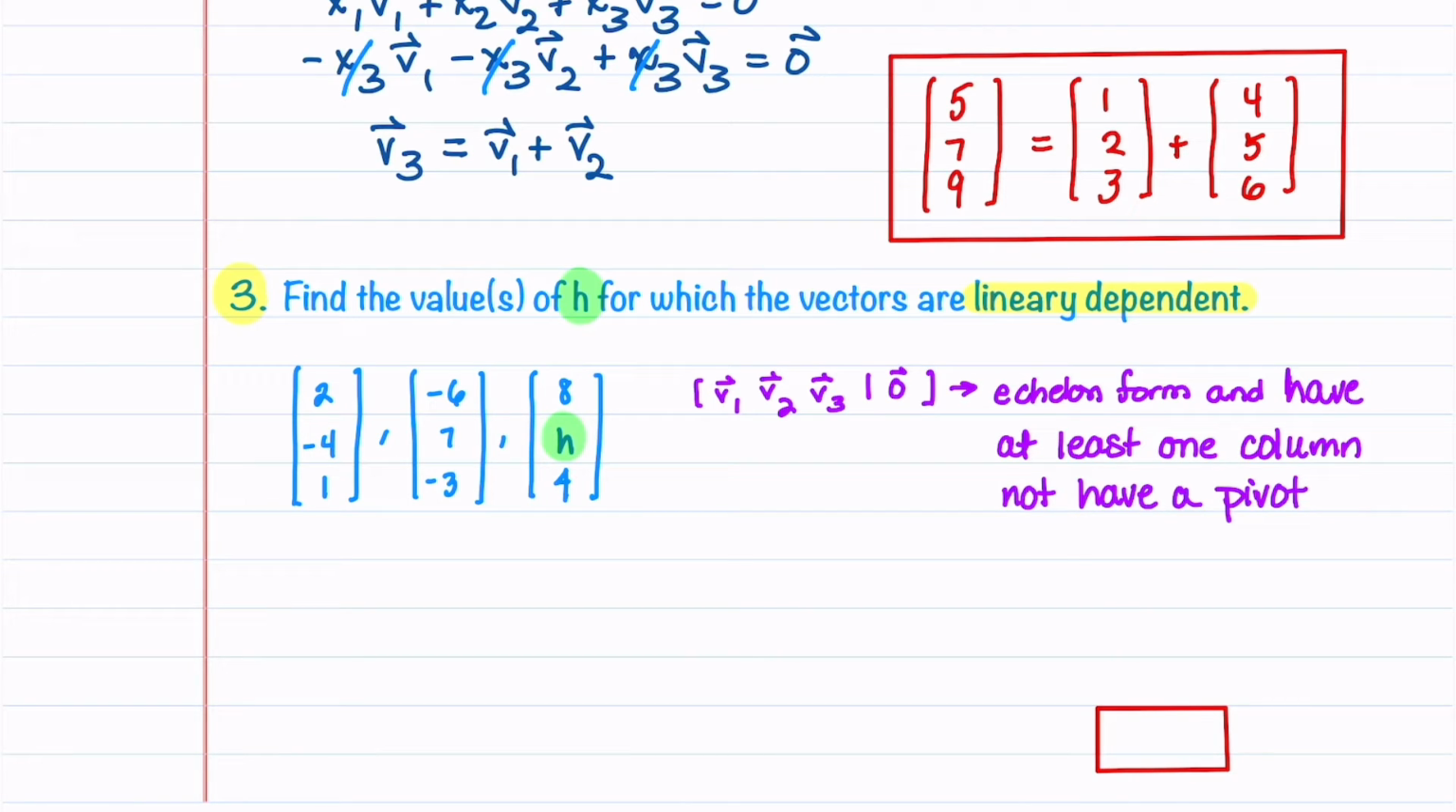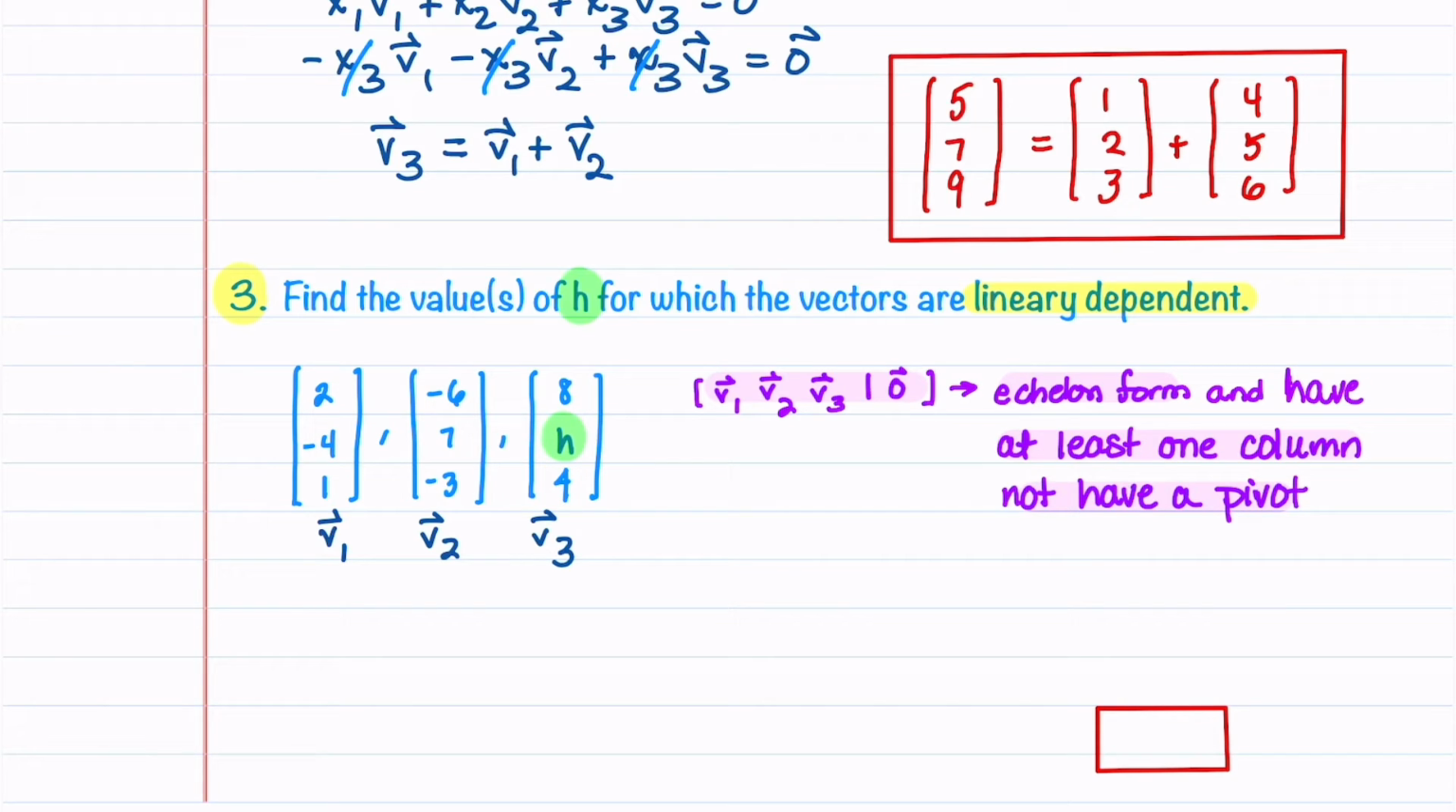We're going to label our vectors v1, v2, and v3, and we're going to place them in a matrix augmented with 0 and reduce it to echelon form. Here's where it gets a little bit different. We need the vectors to be linearly dependent, so that means we're going to have to make sure that we have at least one column without a pivot.